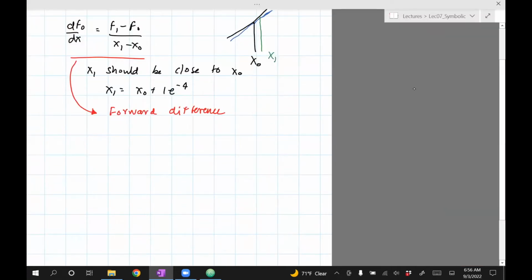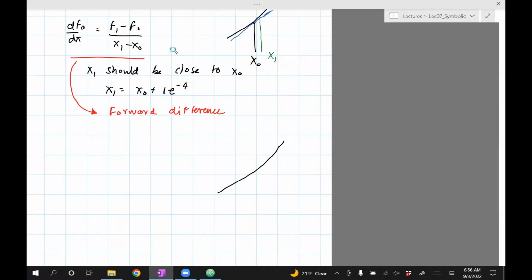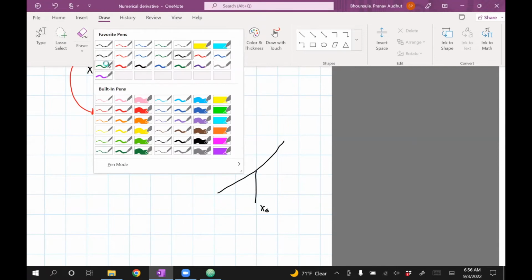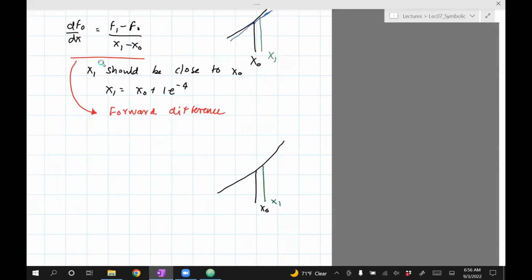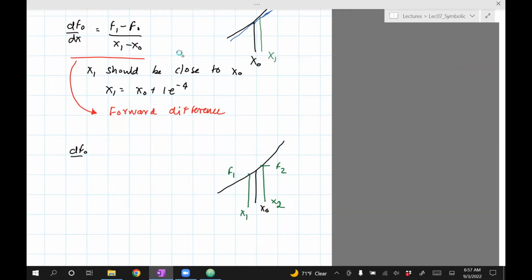Similarly, there is something called a central difference, where instead of taking one point, we take 2 points to compute the derivative. So again, x0 is the point at which you want to compute the derivative. We evaluate the function at 2 points. Let's call those x2 and x1. The value here is f2 and here it's f1. And so my formula for the derivative will look like this, divided by x2 minus x1.